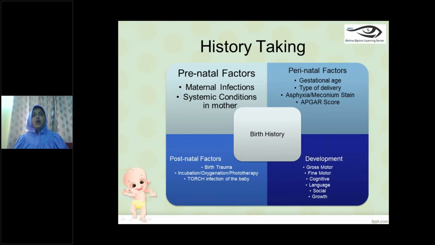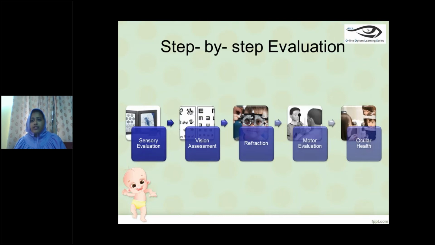In social, we will ask how the baby reacts to known faces. Does it smile? Does it make any cooing noise? Maybe how does the baby react to unknown places? So that is what we would be asking in social. And growth would be the physical maturation of the baby. So moving on next to the step-by-step evaluation, which I would recommend. We start with the sensory evaluation, then move on to the vision assessment and refraction. Next we go on to the motor evaluation, and finally we would check the ocular health of the child.